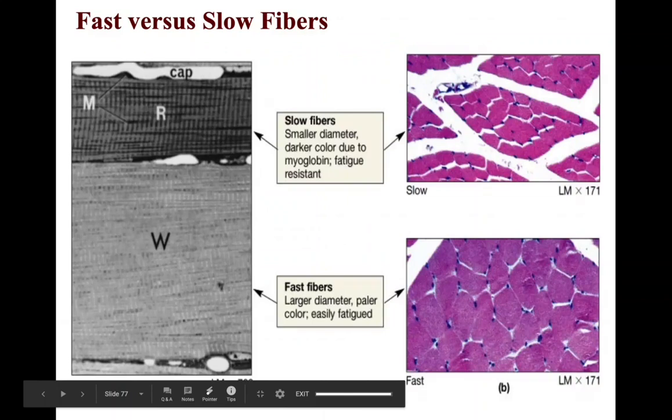So this picture here shows the fast versus the slow, the large versus small diameter. Here you can see neither of them are truly red, but one is different from the other. So this would be more like what you'd be likely to see in fibers that are good for endurance. These would be good for power.